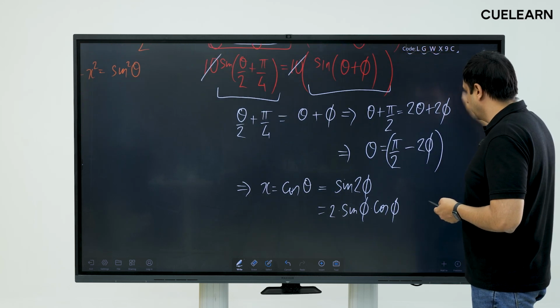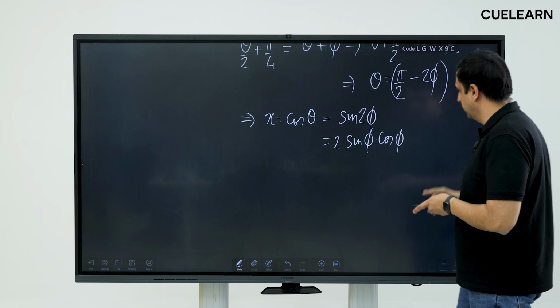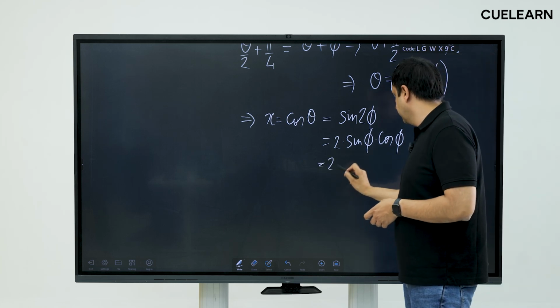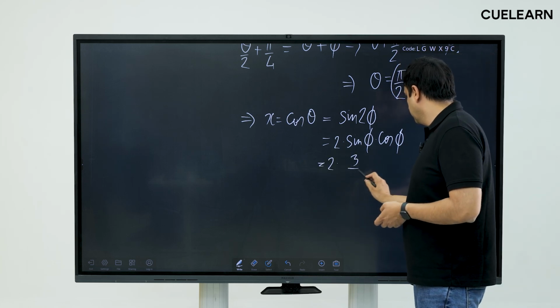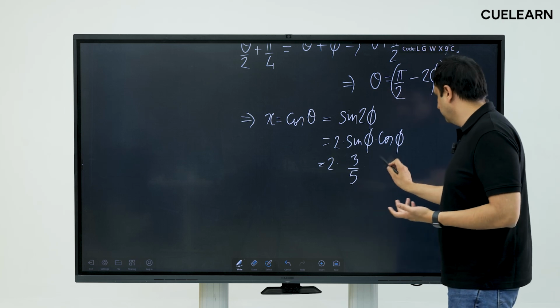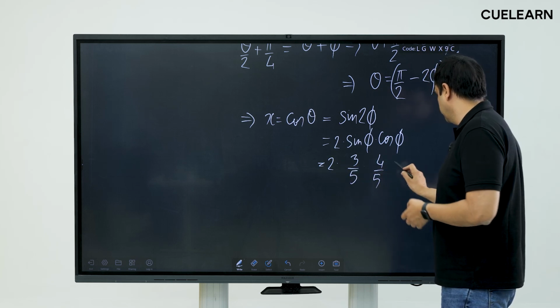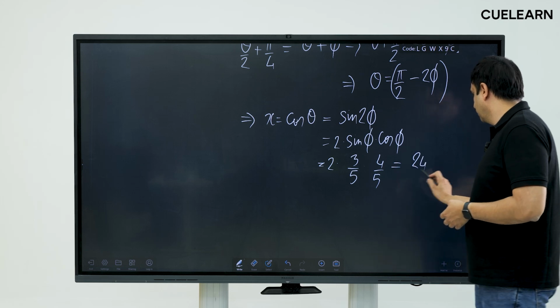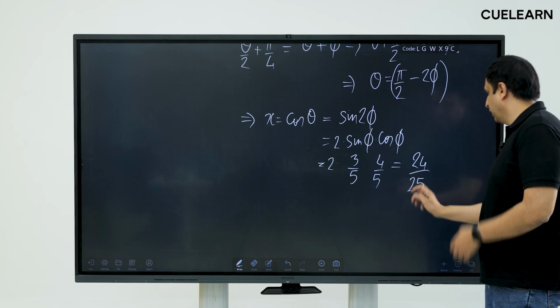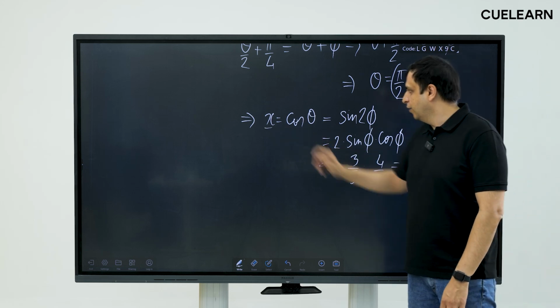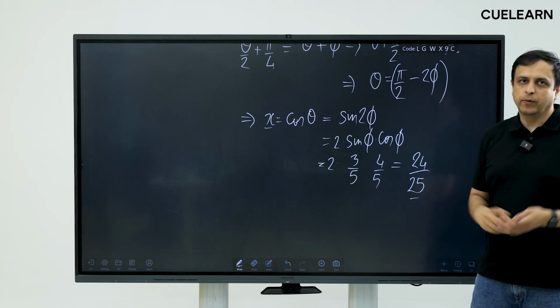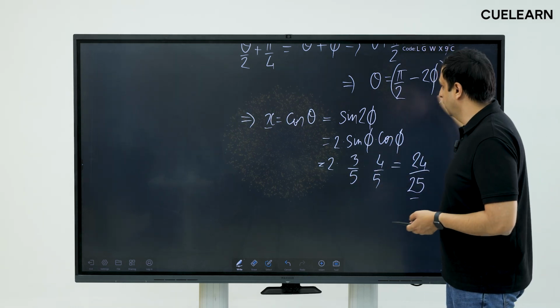So we know these two values, so we can simply substitute them here. So sine of phi is 6 by 10, which is 3 by 5, and cos of phi is 8 by 10, which is 4 by 5. So we have 2 times 3 by 5 times 4 by 5, which is equal to 24 by 25. So we get one value of x as 24 by 25, and we have effectively solved the question.